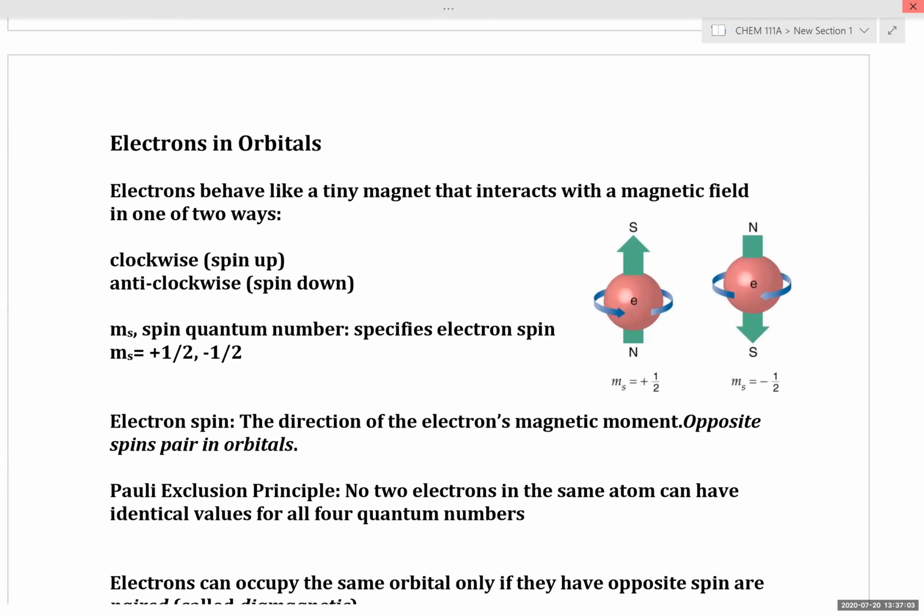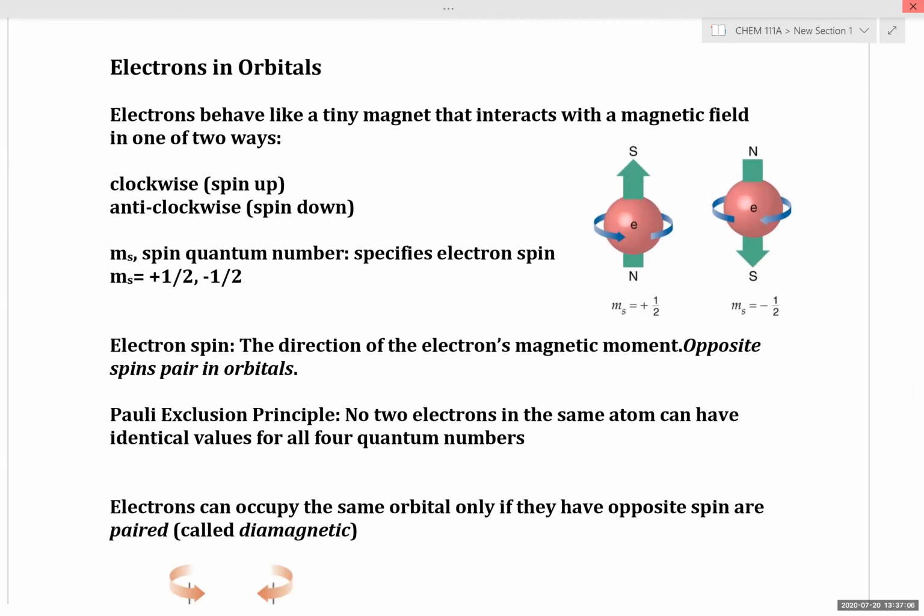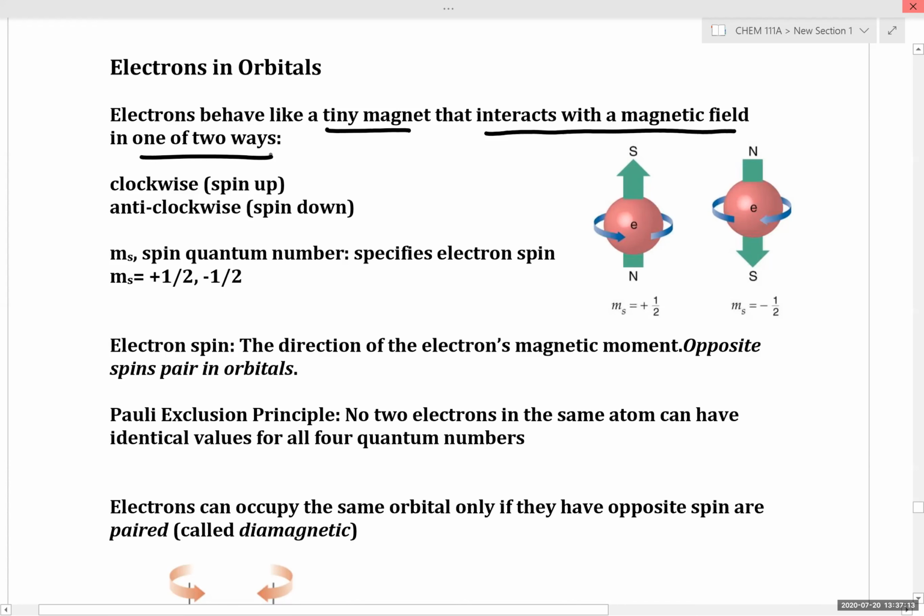We can think of an electron sort of like a tiny magnet that interacts with an external magnetic field in one of two ways. The tiny magnet will either be quote unquote spinning. Now, the electrons aren't actually spinning, but when a charge rotates or spins, it generates a magnetic field. And electrons themselves generate a tiny magnetic field, which can be modeled as either an upspin or a downspin magnetic field.